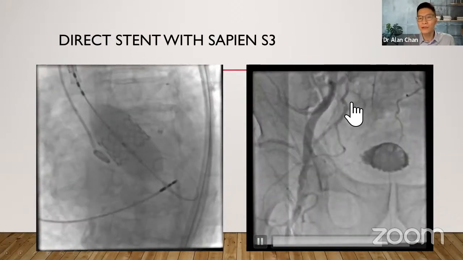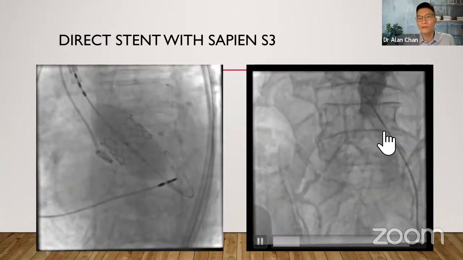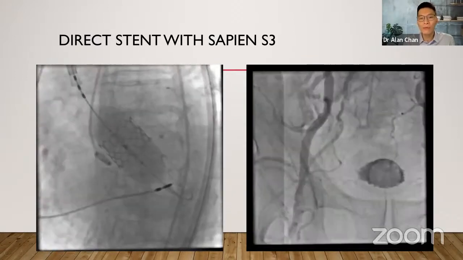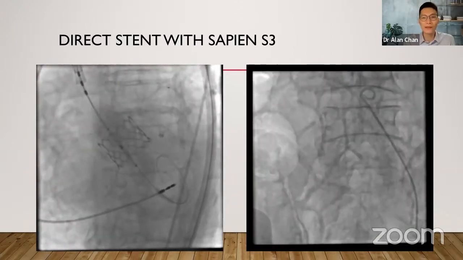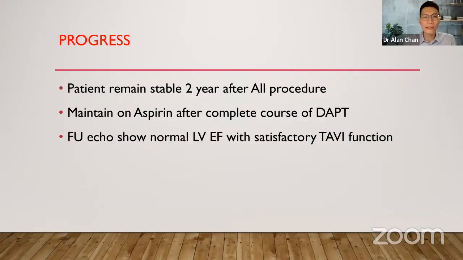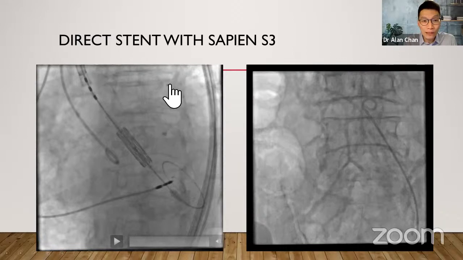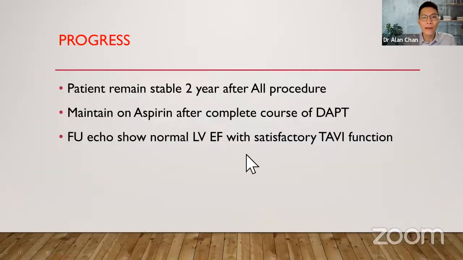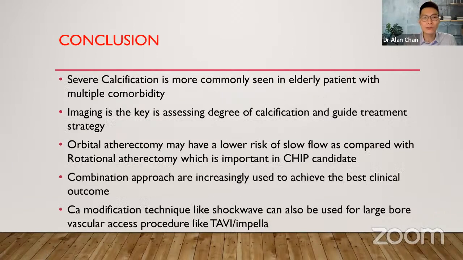You can see some dissection tracking, but in a peripheral vessel, if you get good flow, it is good enough. You can leave it alone. The patient remains stable 2 years after the procedure and is maintained on aspirin. I didn't really show you that the patient also had an LAAO procedure. If you go back to this image, this is the LAAO device. Follow-up echo shows satisfactory EF again, with satisfactory TAVI and device function.